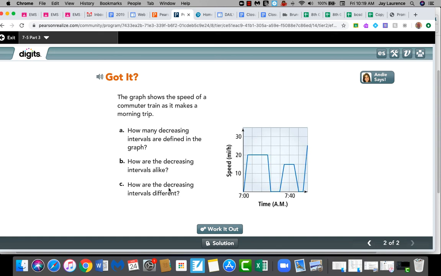Okay? How are they different? Well, one is taking place over a greater period of time, the second one. And two, this one is stopping much faster. See how it's steeper? It's going from 20 to 0 in a shorter period of time, and this one goes from 15 to 0. Right? So this one's a more abrupt stop. It's a steeper slope. It's stopping faster.